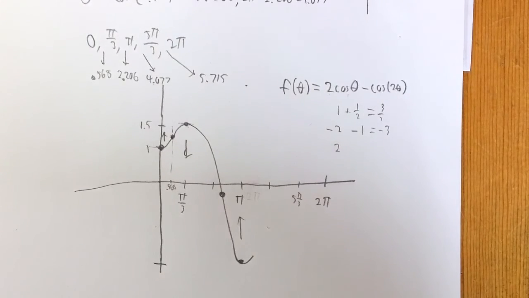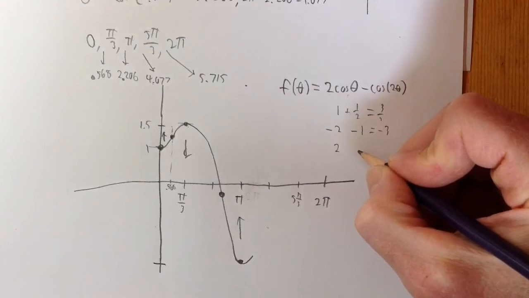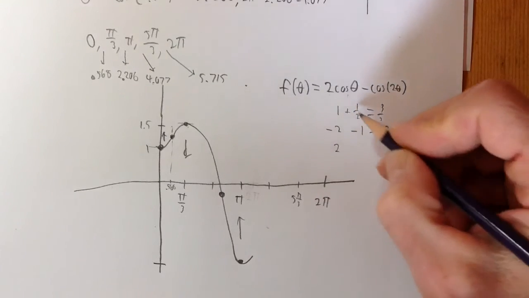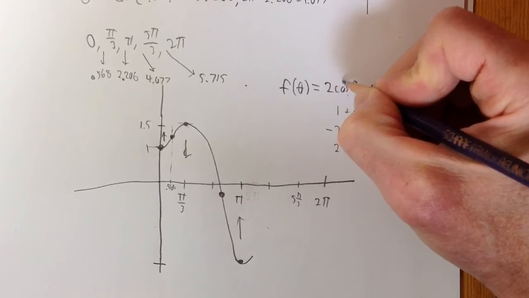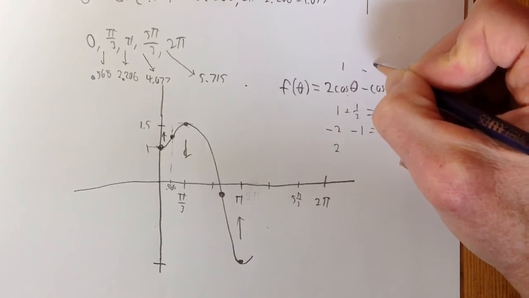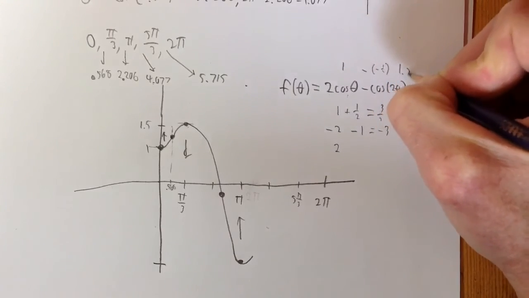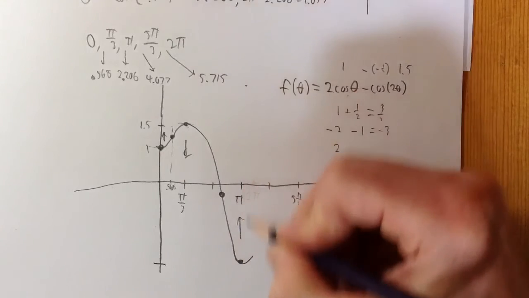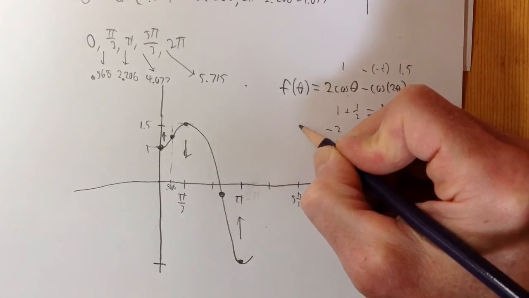And that would be cosine is negative 1/2. So this would be at 5 pi over 3, this is 1/2. So 2 times 1/2 is 1. Minus, I got negative 1/2 here, so minus negative 1/2 would be 1.5. So it goes up to 1.5 next at 5 pi over 3, which is right about here.